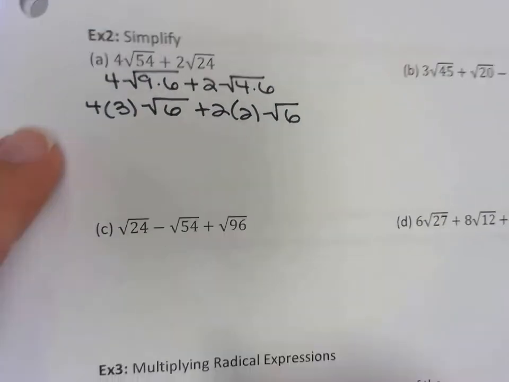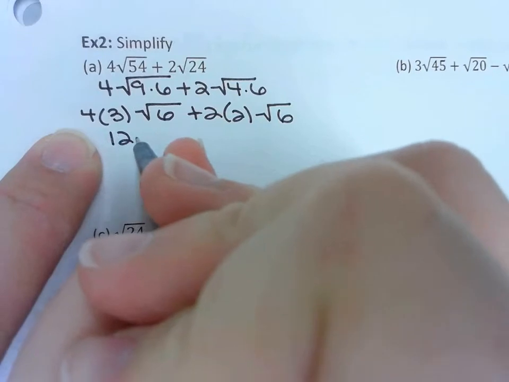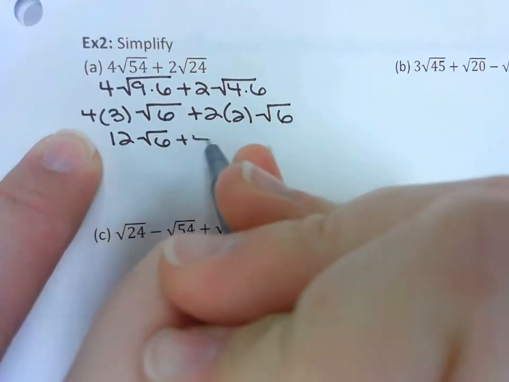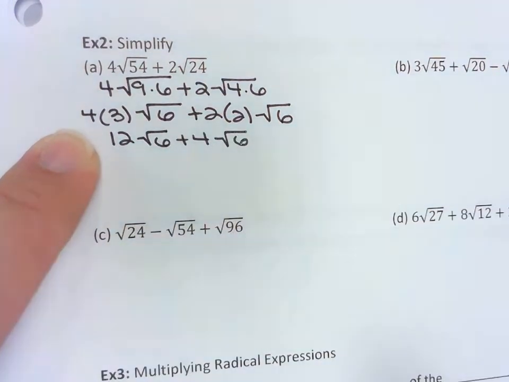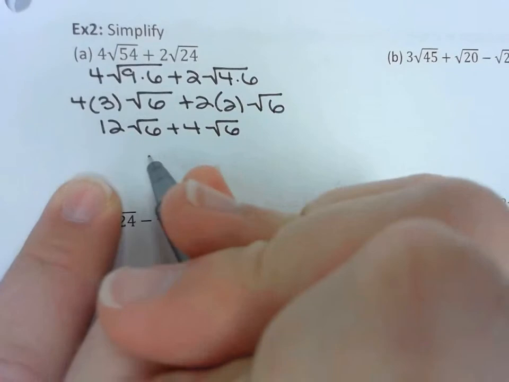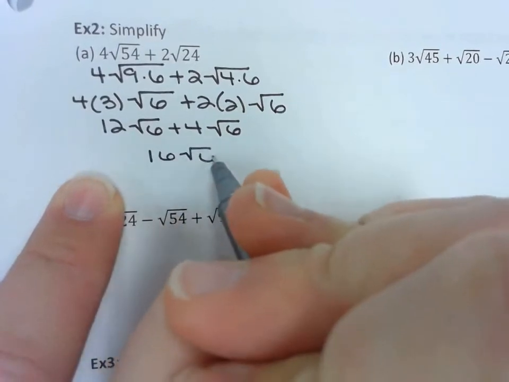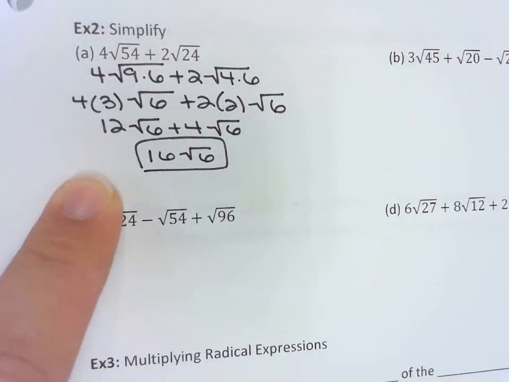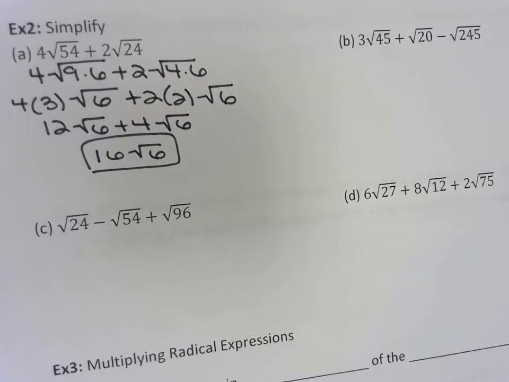Now if I actually multiply those numbers, 12 square root of 6 plus 4 square root of 6, I can only add them if they have the same number under the radical. They do, so I just add the numbers out front. 12 plus 4, 16 square root of 6. So simplify, see which ones you can combine together.